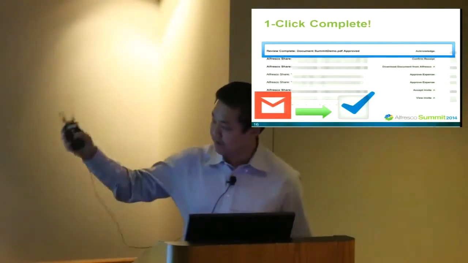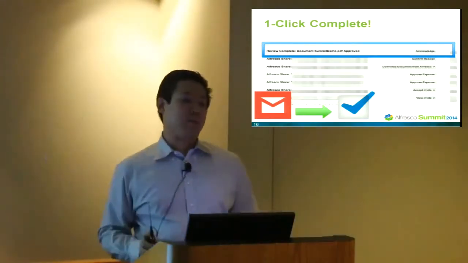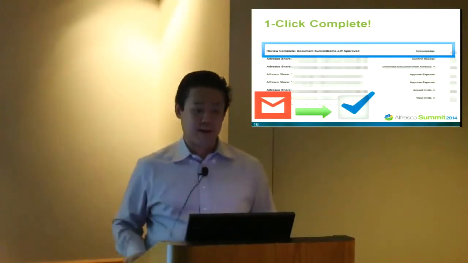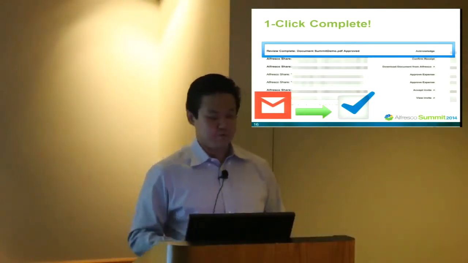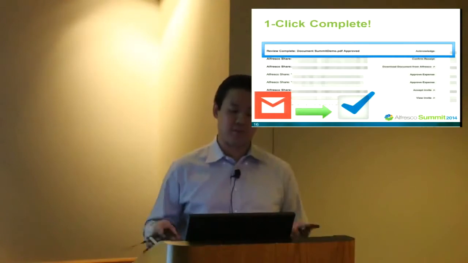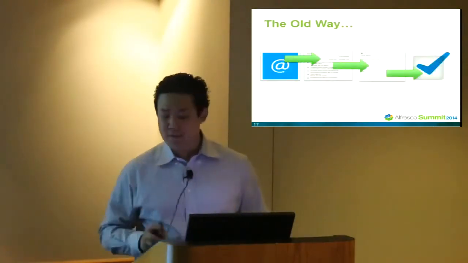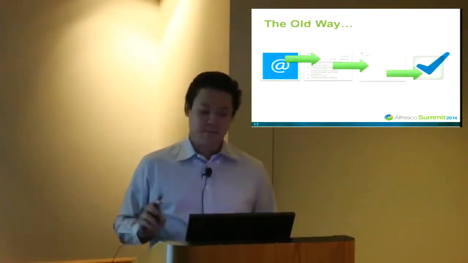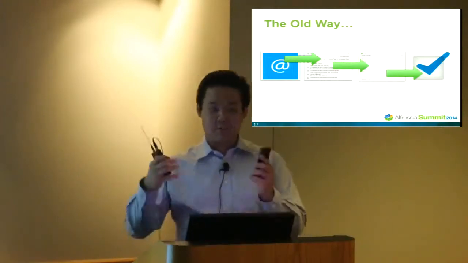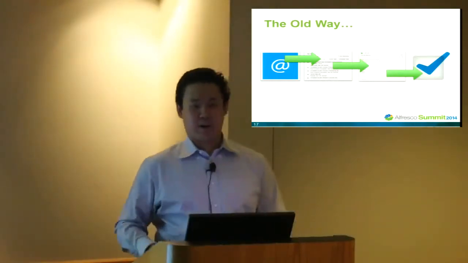We have confirm receipt. Maybe you want to just allow them to download a document directly. So you can do that. Approve, accept, invite, view, et cetera, right? So that improves on this old way of processing of you get an email, open up the email, read the email, and then action upon it, go to the site.